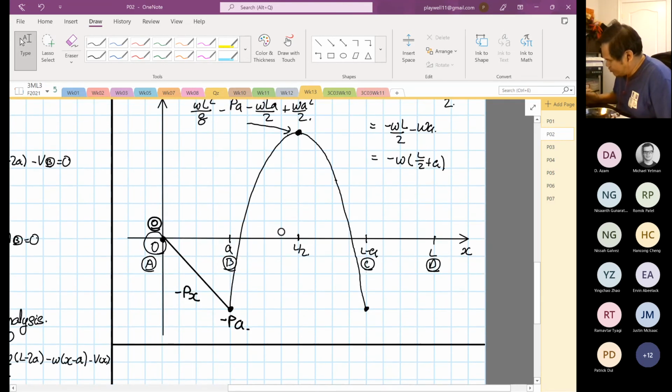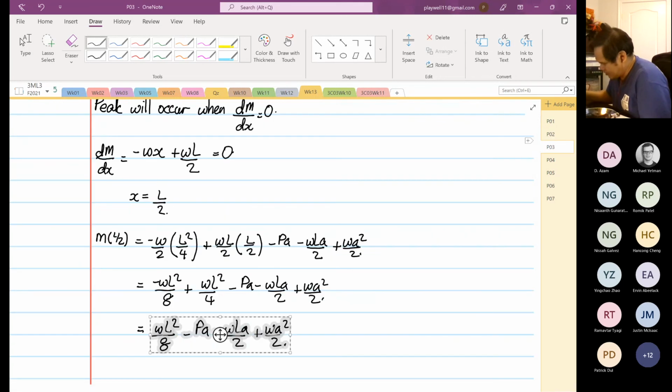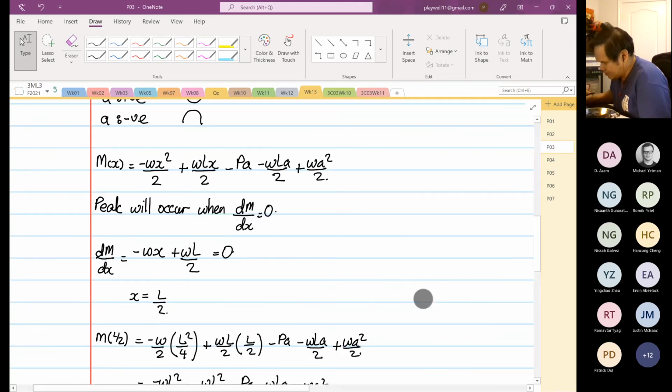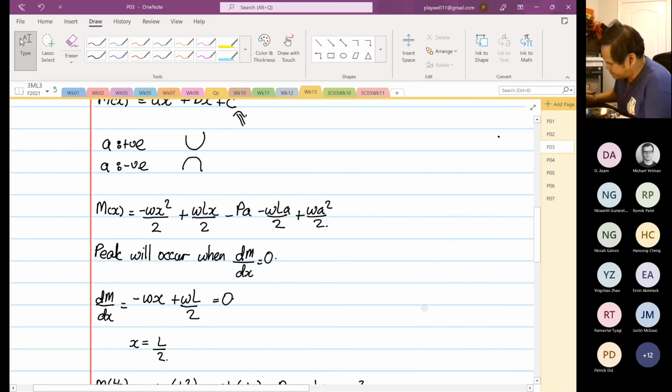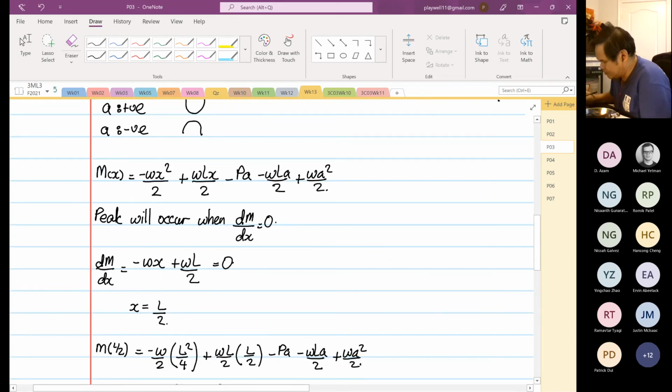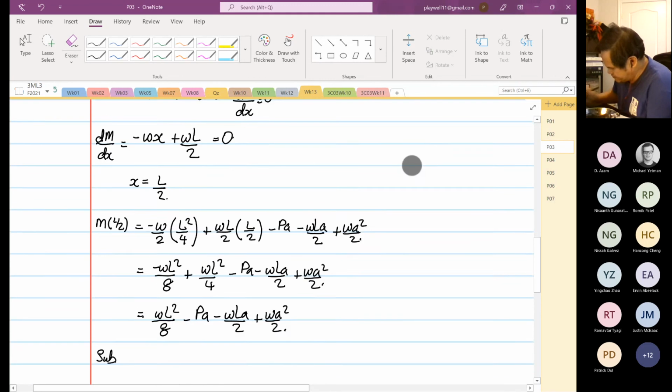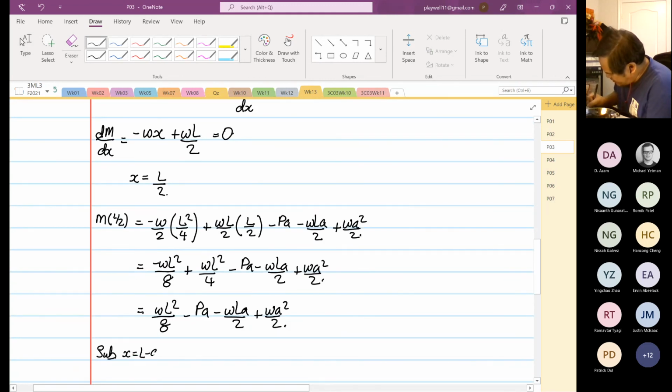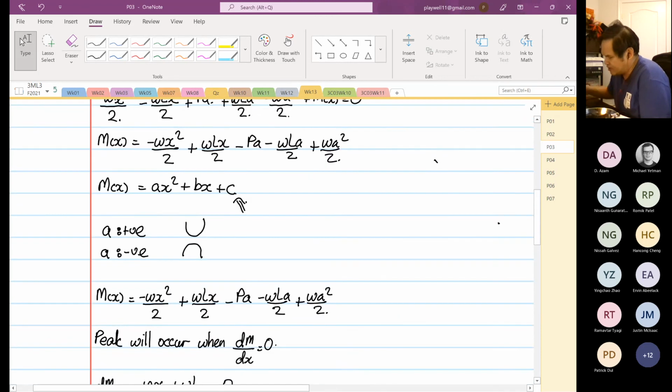So the only way to check whether this expression is correct is when it's at L minus A, the bending moment must be minus PA. So let's check then. Because you helped me correct the expression, we're going to substitute x is equal to L minus A. You can do the same also when the expression is easier. So you check.